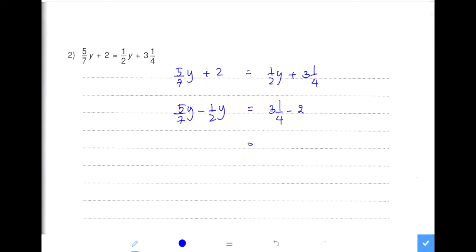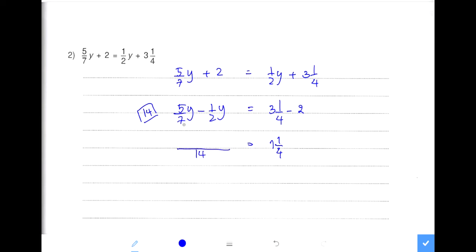Here 3 and 1 over 4, if we subtract, we're going to have 1 and 1 over 4, because 3 minus 2 is 1. And for this one, you have to find the LCM of 7 and 2. LCM of 7 and 2 is 14, right? So you change the denominators to 14.